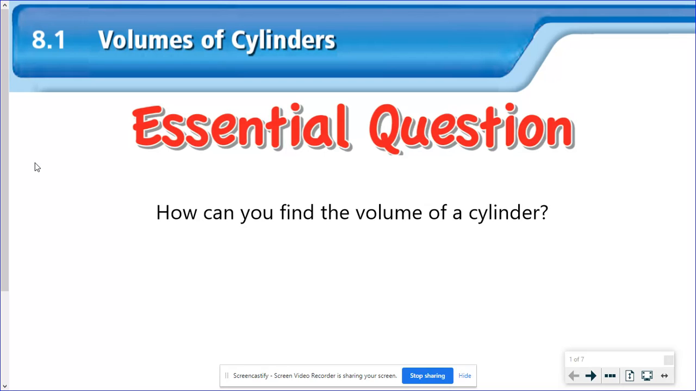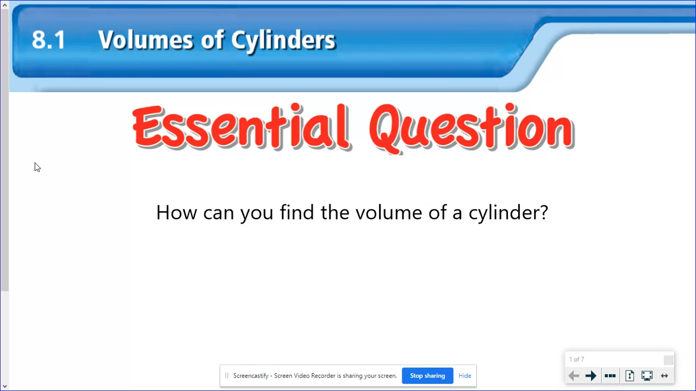So if you don't have a calculator, take a look on your Chromebook, see if you can find where to get one on there. If you don't know how to use some of the stuff in your calculator, please make sure that you ask because it'll make your life a lot easier during this unit if you know how to use your calculator well. So today we are working on the volume of a cylinder.